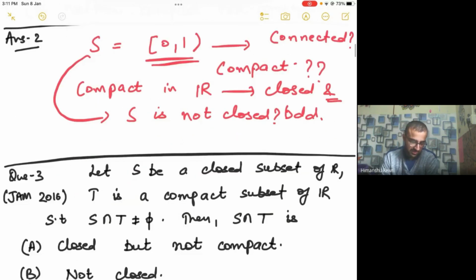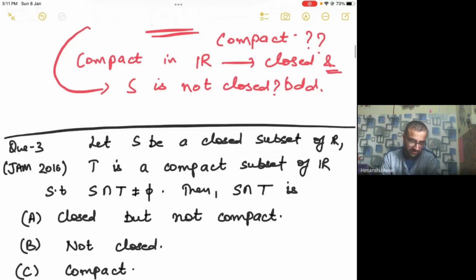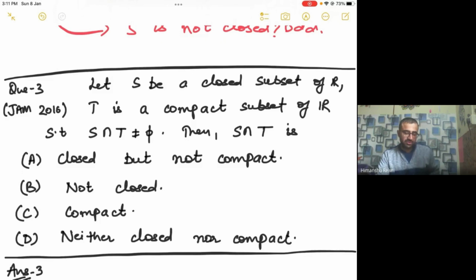Okay. So let's go to question number 3. Read this question number 3. Let S be a closed subset of R. T is a compact subset of R. This is a question of JAM 2016. The question says that S is a closed subset of R, T is a compact subset of R, such that S intersection T is non-empty. Then what can you comment about S intersection T?